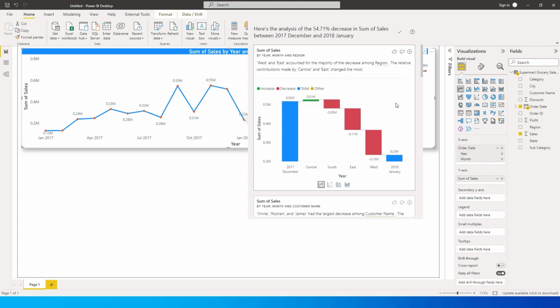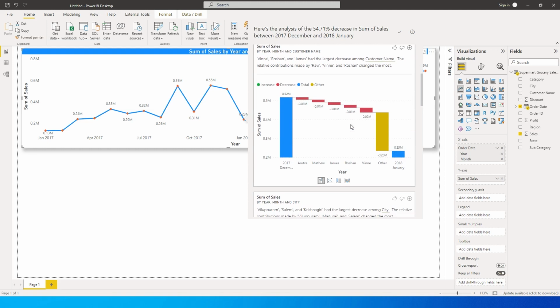So we get this dialog box over here, which is basically a lot of charts which are available. Let's go through one by one and see what this is offering for us, right? So the first chart here is a waterfall chart. It is talking about sum of sales by year, month, and region. So this is basically trying to compare the 2017 December data versus the 2018 January. So in this case, we are now comparing with the month and region over here, and we can see that it very clearly explains that West and East regions accounted for the majority of the decrease among the regions. That means that something has changed in the West and the East, which has contributed to the major decrease in the sales amount. So this is giving us those particular details over here.